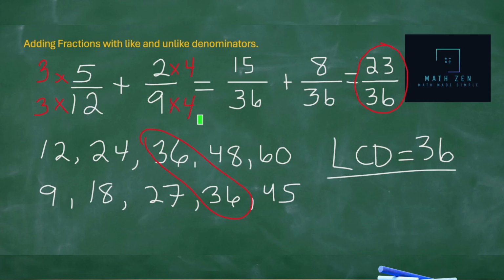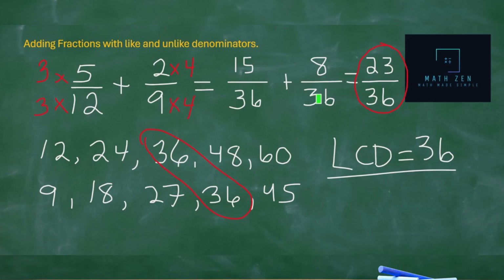You can't just magically snap your fingers, though, and turn a 12 into a 36. You have to ask yourself, what did you multiply that 12 by? Well, in this case, we multiplied by 3, which means you have to go to the numerator and do the same thing. So 3 times 5 gives us this 15.